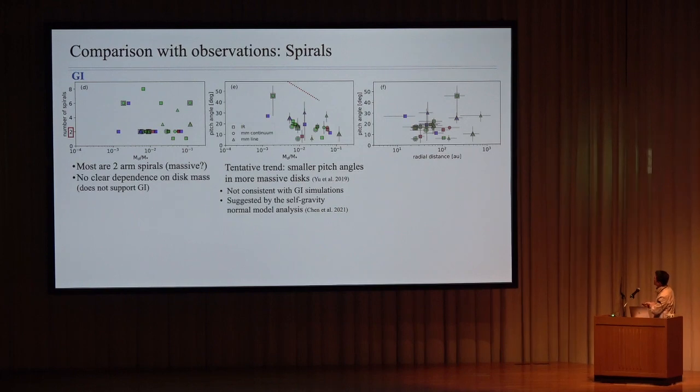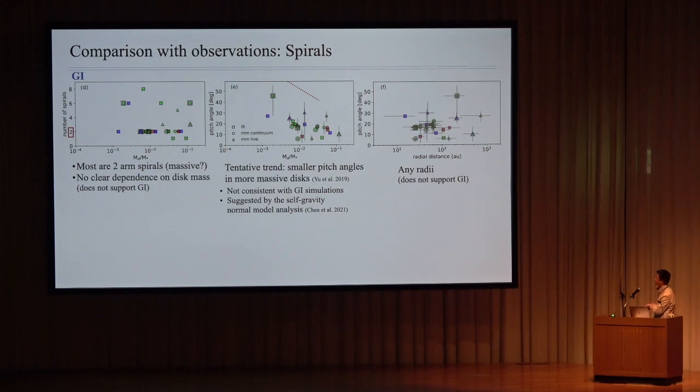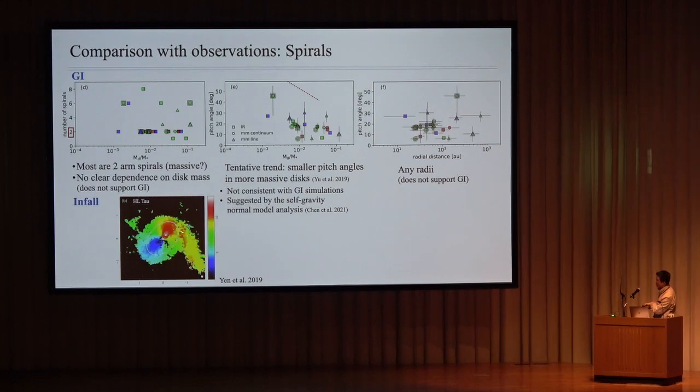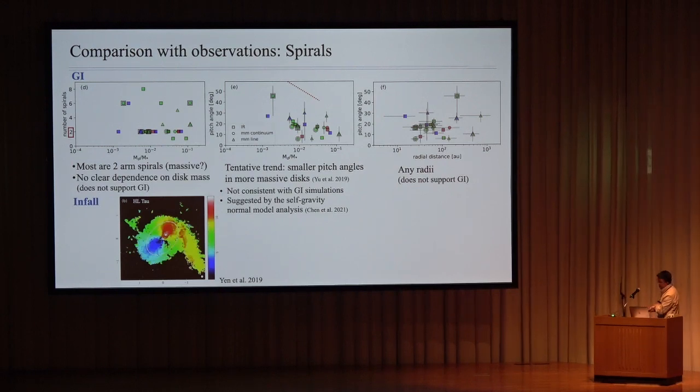And finally, we see the spirals at any disk radii. It's not preferentially at outer disks. On the other hand, as we heard before, there is an infall that may produce this m=1 spiral. So in future, it's important to see whether these features are connected with any of the features inside the disks.